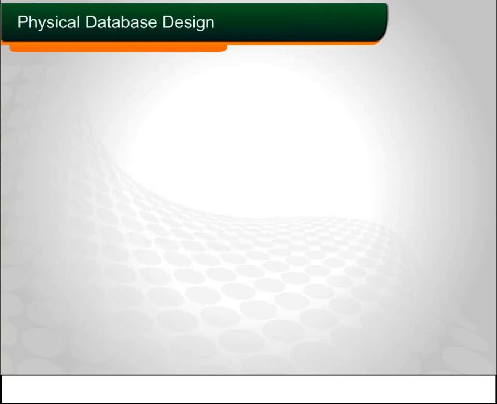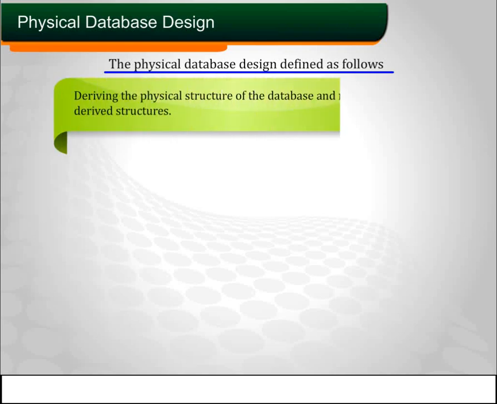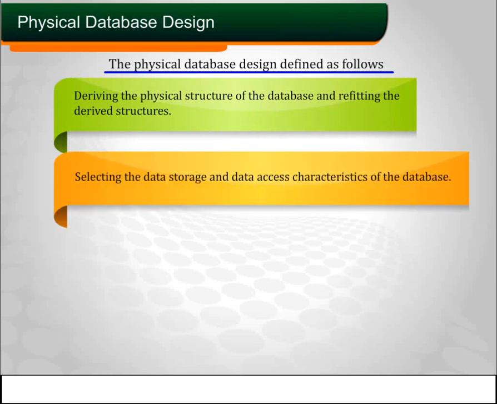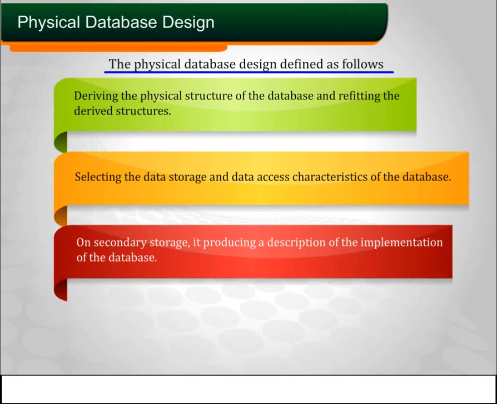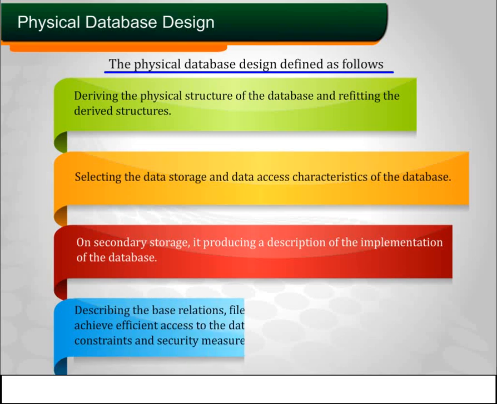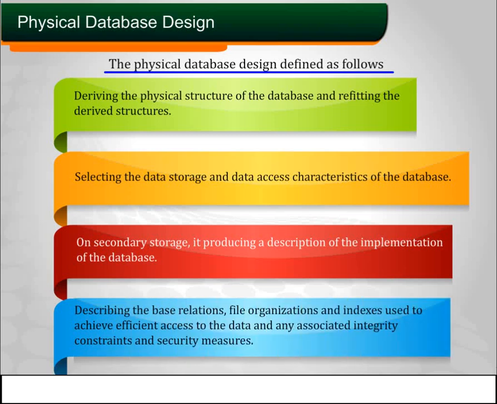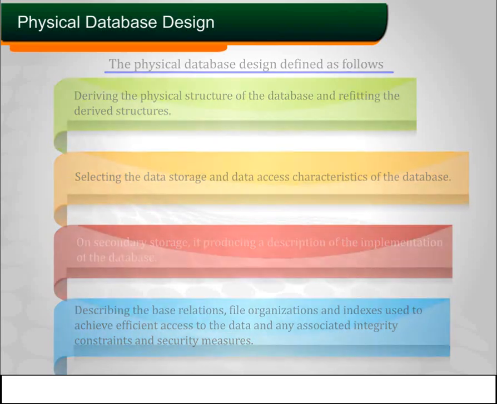Physical database design. The physical database design is defined as follows: deriving the physical structure of the database and refitting the derived structures. Selecting the data storage and data access characteristics of the database on secondary storage, it produces a description of the implementation of the database. Describing the base relations, file organizations, and indexes used to achieve efficient access to the data and any associated integrity constraints and security measures.